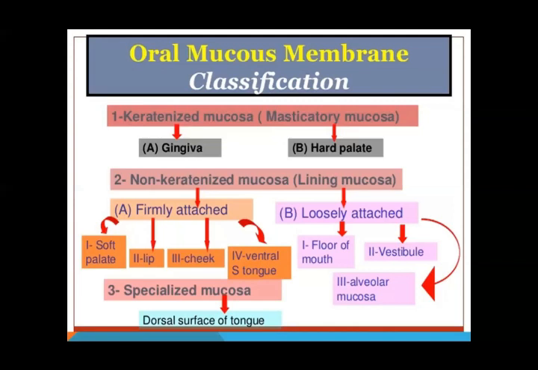Non-keratinized mucosa, the lining mucosa, what will it include? Firmly attached, okay? And second is the loosely attached. What will come under firmly attached? Soft palate, okay? Second is the lip, third is the cheek, and fourth is the ventral surface of tongue. Non-keratinized mucosa, lining mucosa, has two types, firmly attached and loosely attached. Firmly attached includes the soft palate, lip, cheeks and ventral surface of tongue.